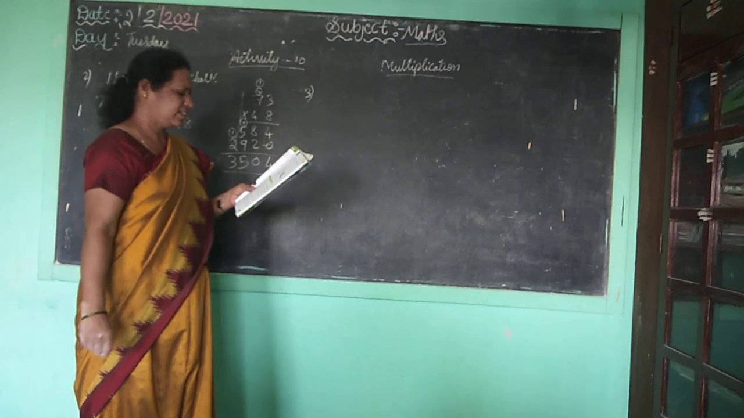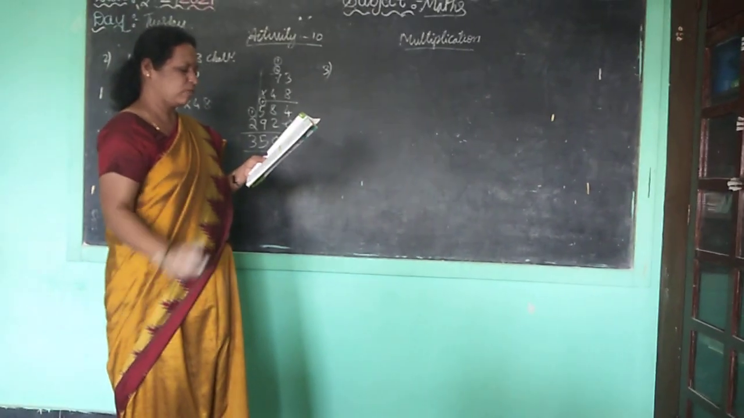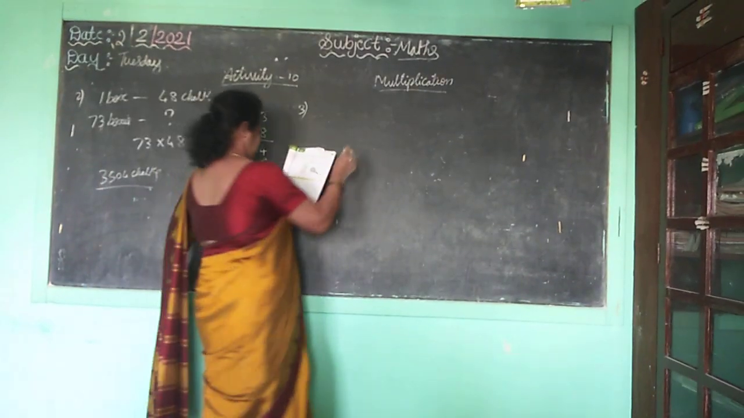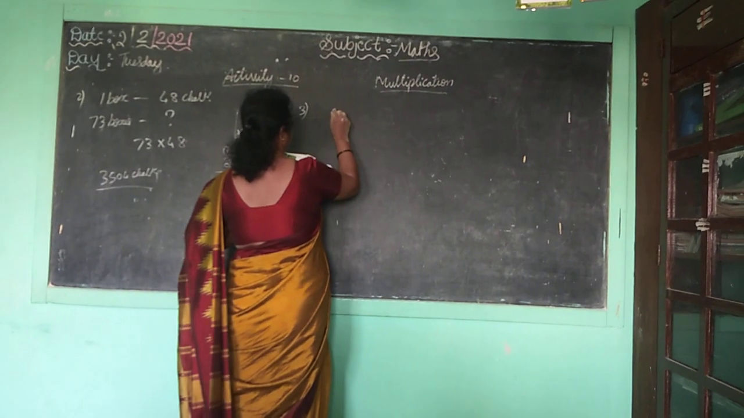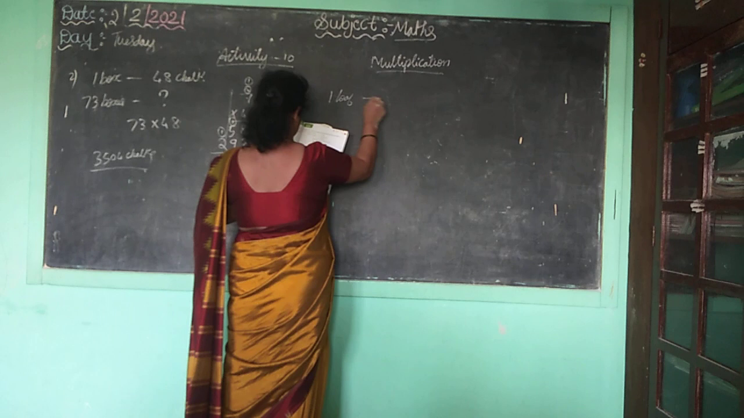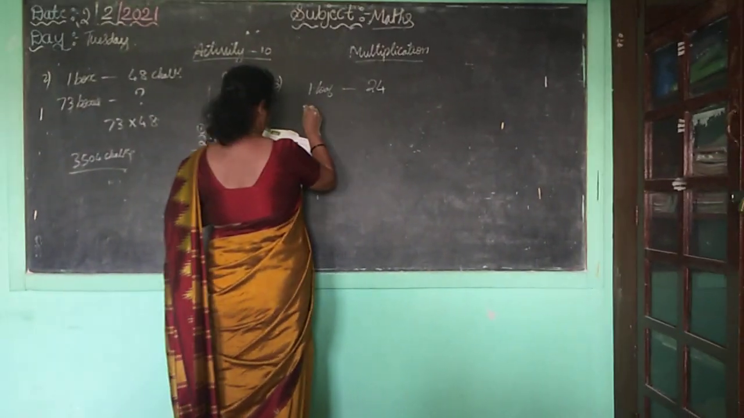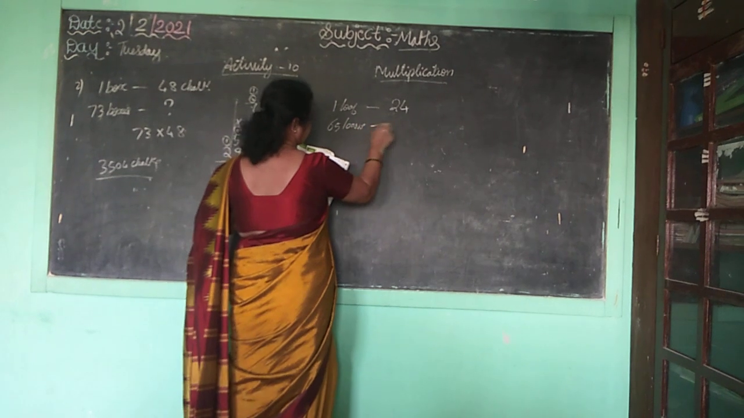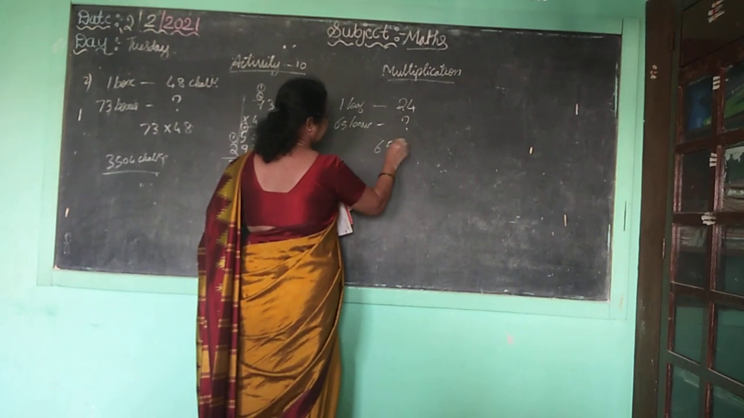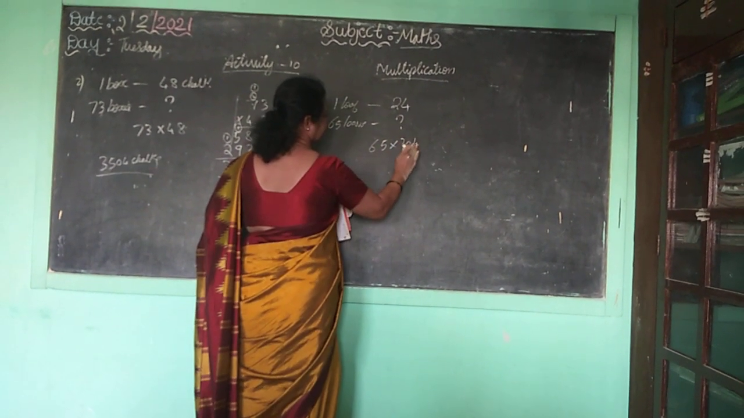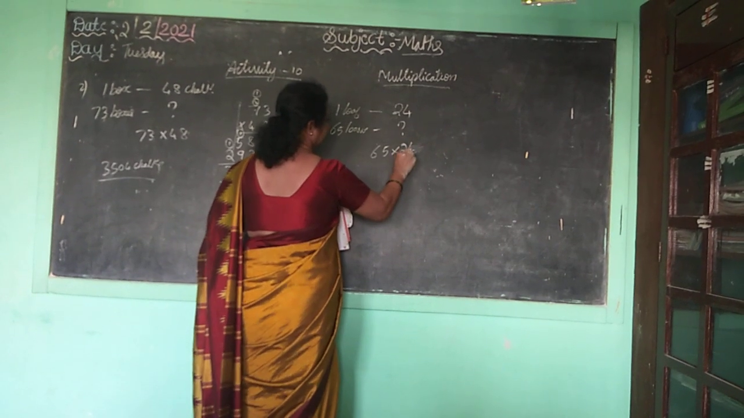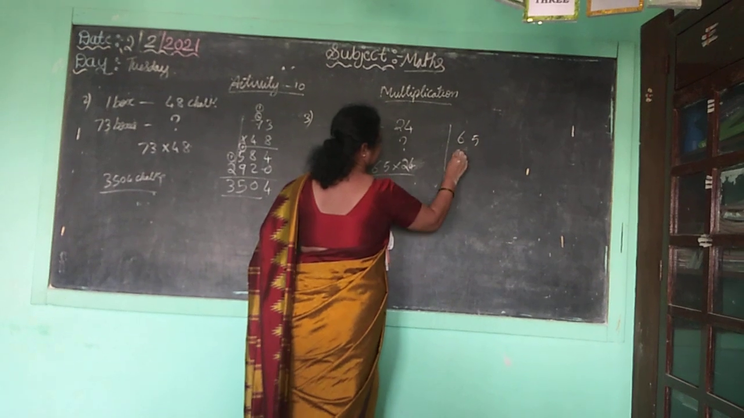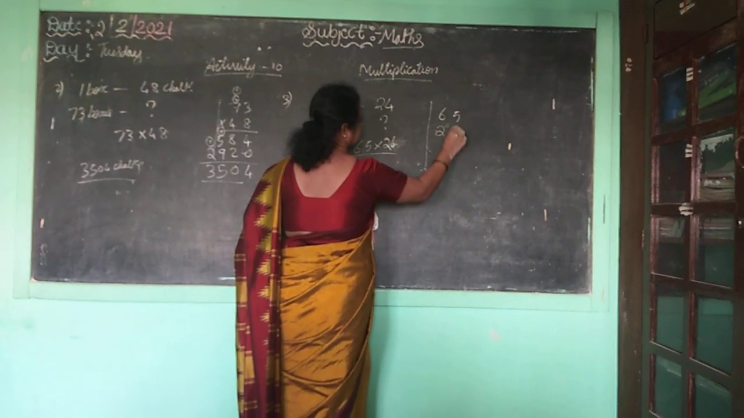Third one is that there are 24 slices of bread in one loaf. How many slices are there in 65 loaves? Okay. So, in one loaf, how many slices are there? Bread slices 24. Therefore, for 65 loaves, how much? So, 65 into 24. Sorry, children. 24. So, you can do that, 65 into 24.